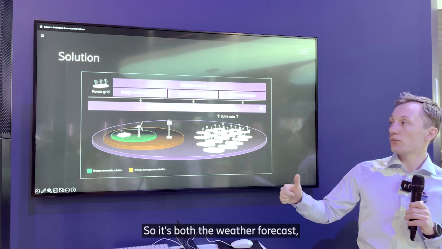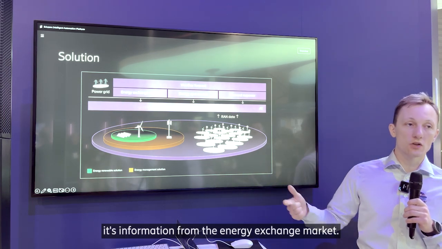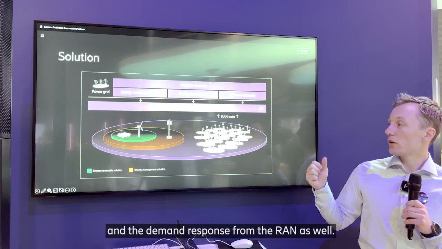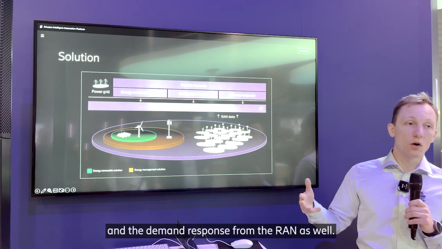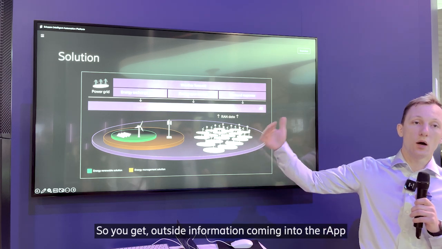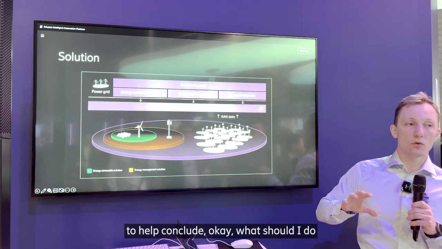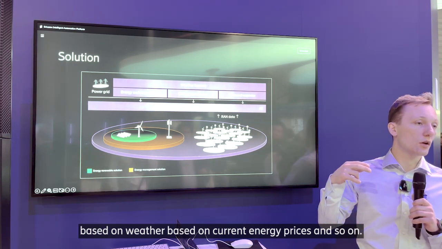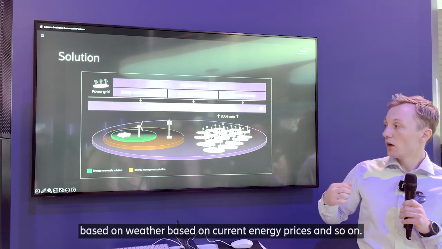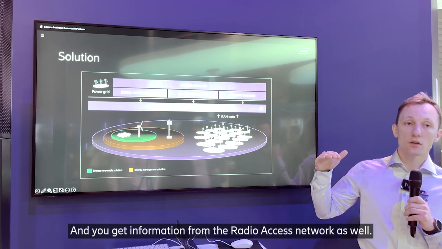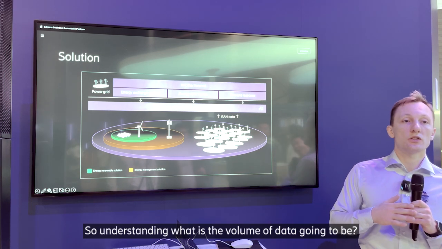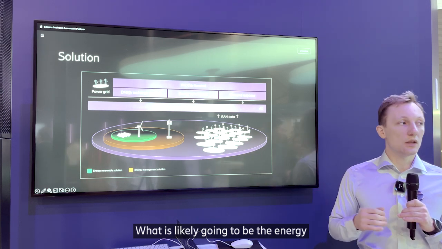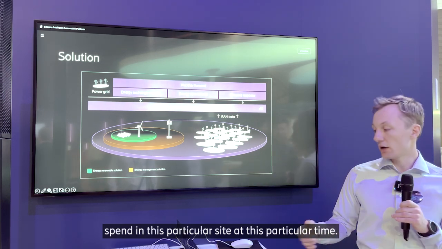So it's both the weather forecast, and information from the energy exchange market, as well as the energy spot market, and the demand response from the RAN. So you get outside information coming into the rApp to help it conclude, okay, what should I do based on weather, based on current energy prices, and so on. And you get information from the radio access network as well, so understanding what the volume of data is going to be, and what is likely going to be the energy spend in this particular site at this particular time.